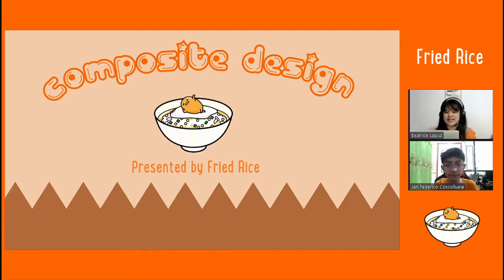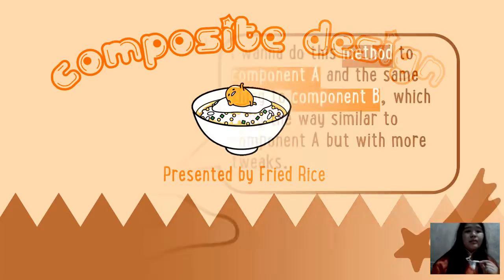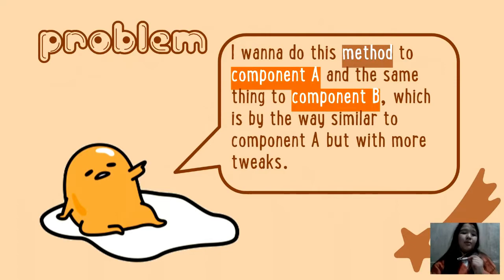Today we're going to be discussing composite design, which is one of the structural design patterns. We start off with what motivated this design pattern to come about, with a problem. Suppose that a client wants to apply a method to two components having similar traits but a lot of differences, such as family members and packages.